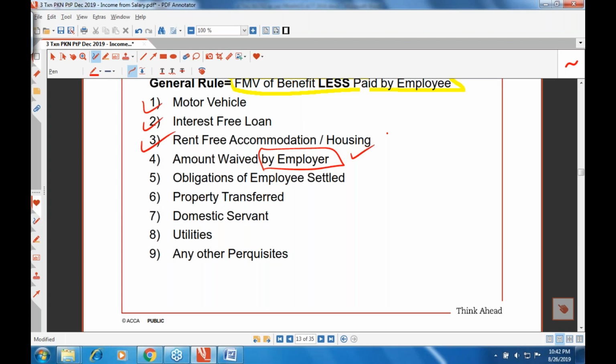Then obligation of employee settled. You obtained a loan from the bank of 500,000. Unfortunately, you could not settle to the bank. You defaulted. Your employer came in between. Your employer settled the loan on behalf of you.